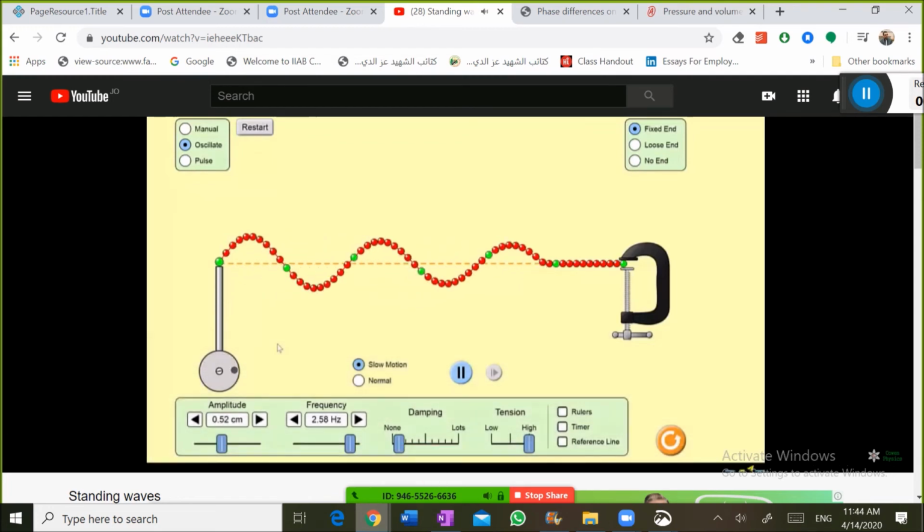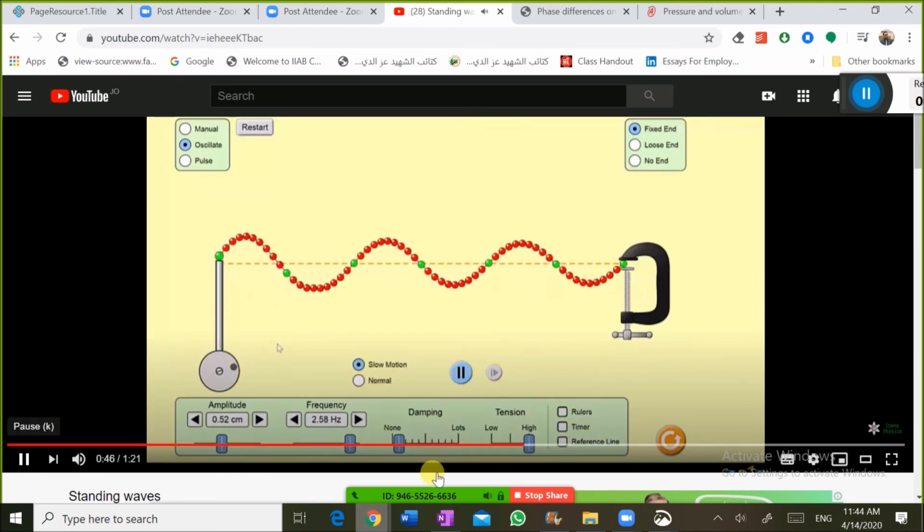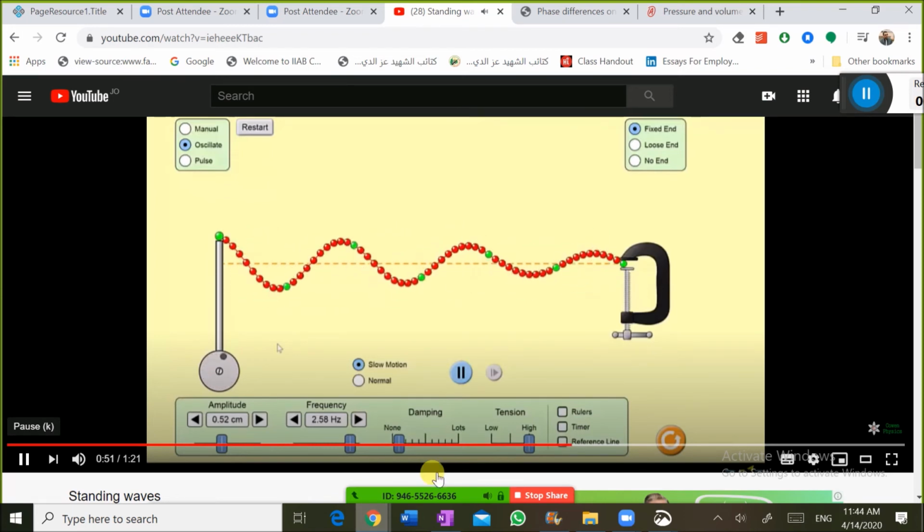Along our string and watching it reflect off the end. Note that when it does reflect off the end, the two waves, one travelling to the left and one travelling to the right, superpose such that certain points.